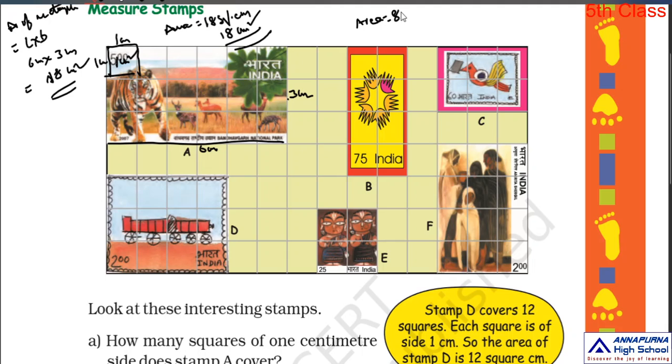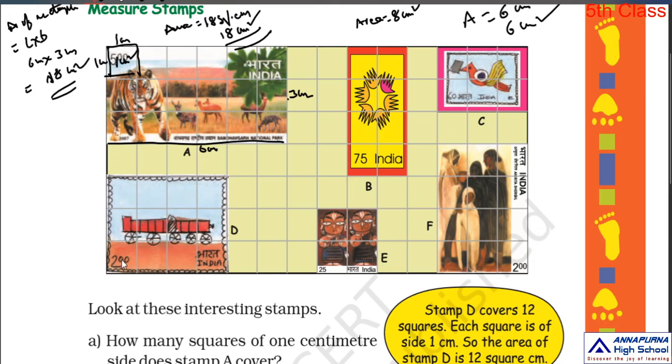So, 8 centimeters square. Stamp B area is 8. And what about stamp C? 1, 2, 3, 4, 5, 6. Its area is 6 centimeters square.